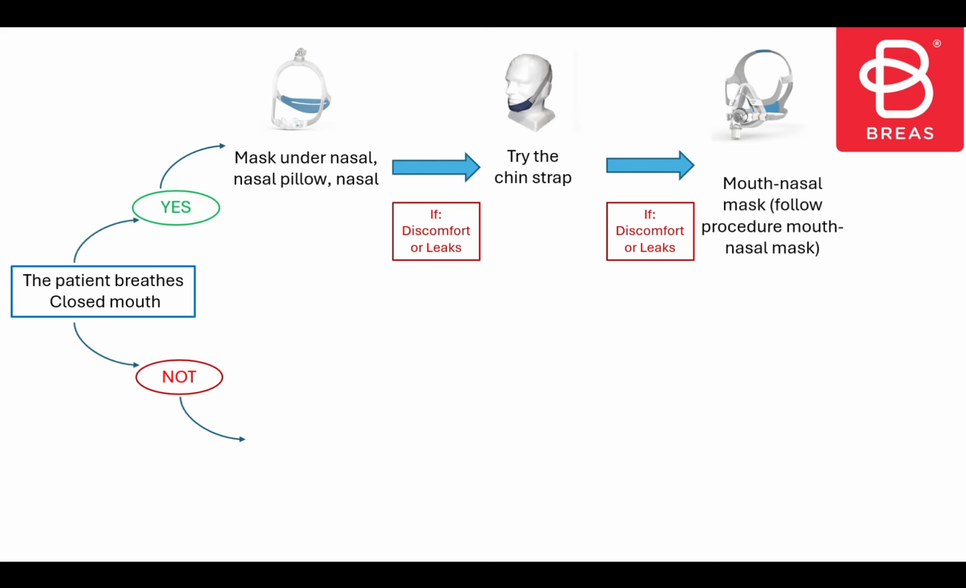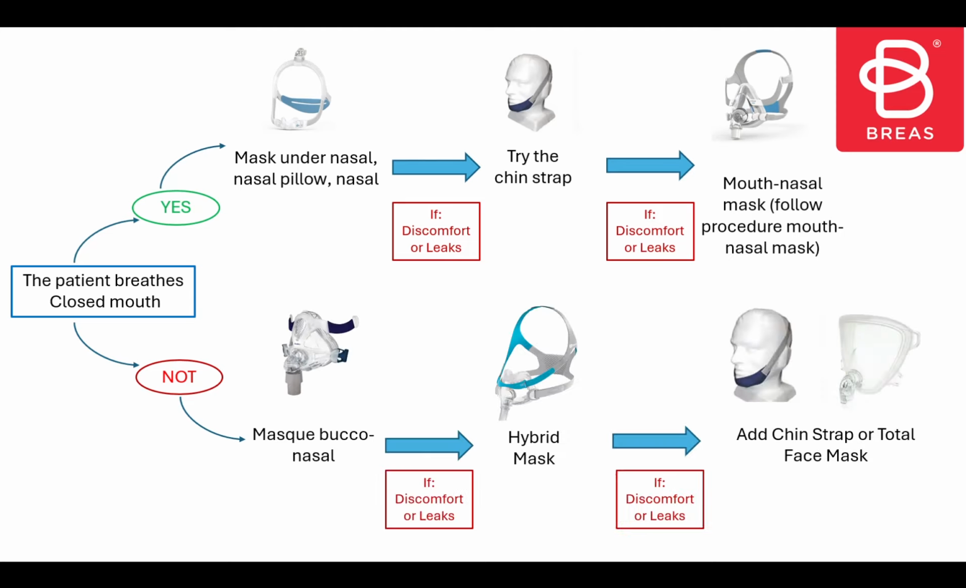And then, if the patient tells me that he is breathing with his mouth open, that is, the mouth is not closed, I go into this configuration. I'm going to start with a mouth mask. If there is discomfort or persistent leaks, I will put on a hybrid mask, for example, in cases where the patient has a nasal injury. If there is any discomfort or leaks, I can add a chin strap or a full face mask to these mouth masks.